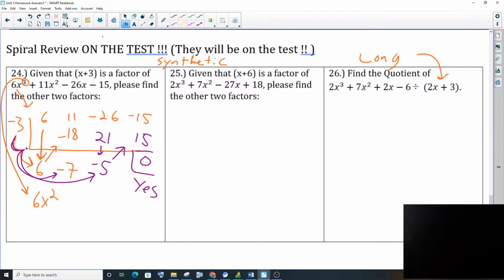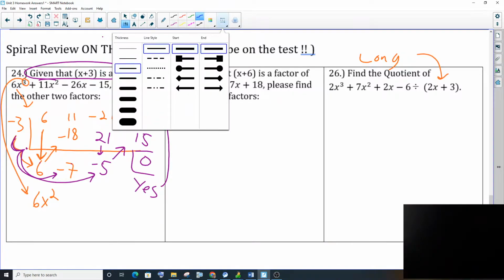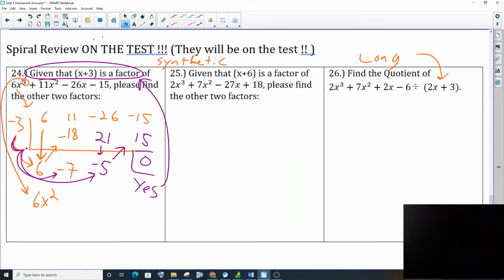Yes, it is a factor, because they tell you that it is a factor. So it better be yes. Okay, so then we do 1 power less. So for this 6, 7, and negative 5, you're going to do 1 power less. And so that means instead of to the third power, we'll go ahead and do squared. So we have 6x squared, and then minus 7x, and then minus 5. And that's our answer. Except they want us to please find the other two factors. So here's one of them. What are the other two?